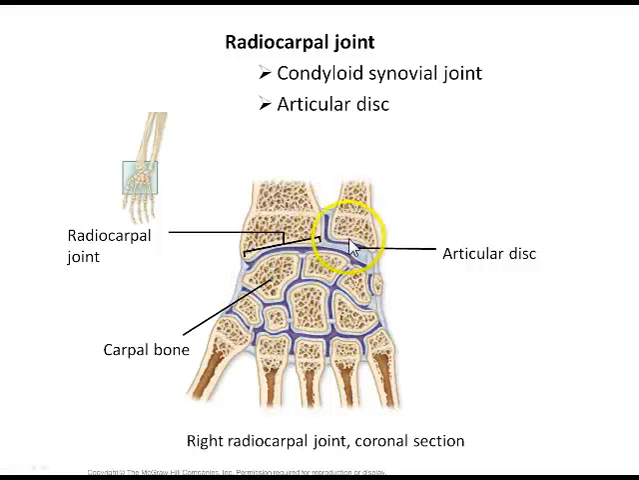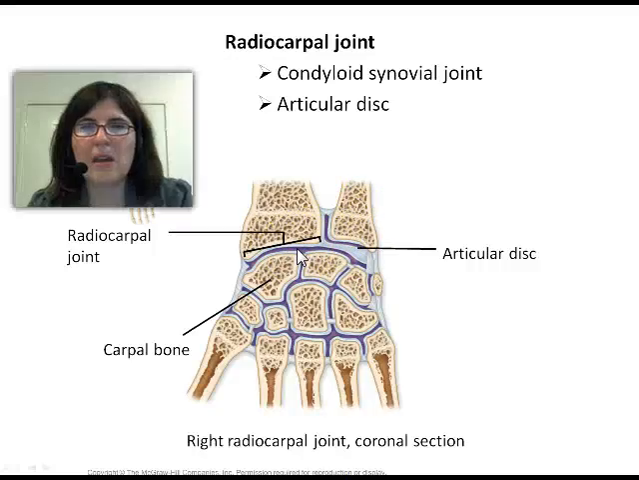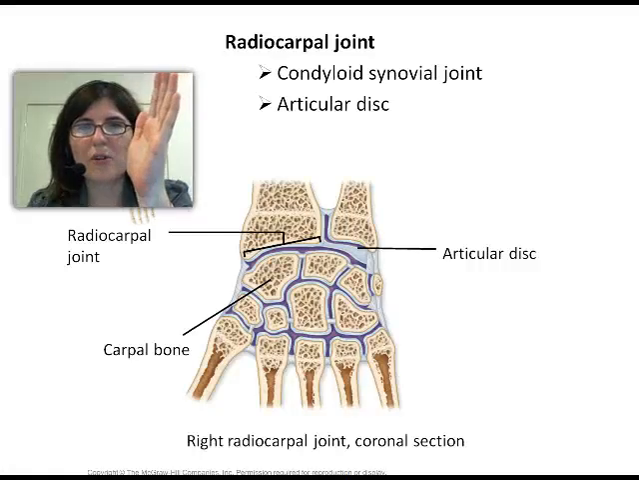Note that the ulna does not participate in the radiocarpal joint because of this articular disc, this fibrocartilaginous pad separating it from the synovial cavity of the radiocarpal joint. The radiocarpal joint is an example of a condyloid synovial joint and therefore performs the actions of flexion and extension, as well as movements in the coronal plane, including ulnar and radial deviation.